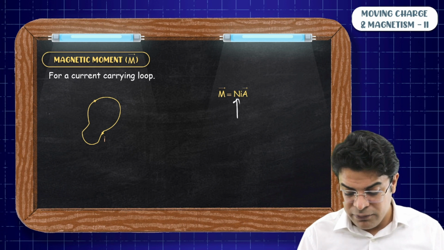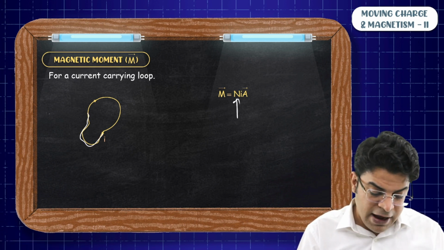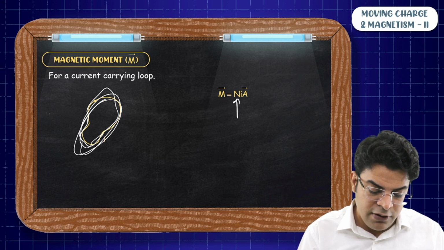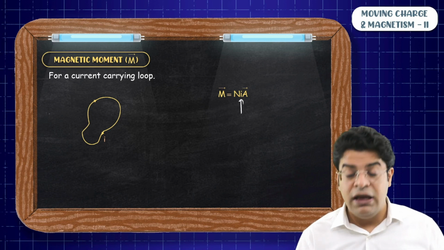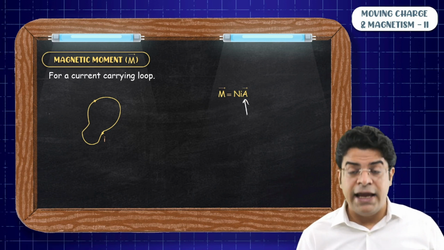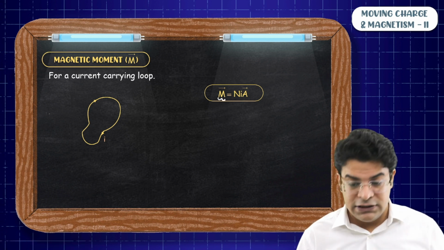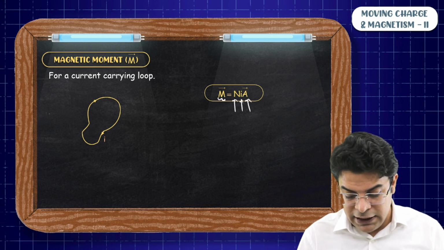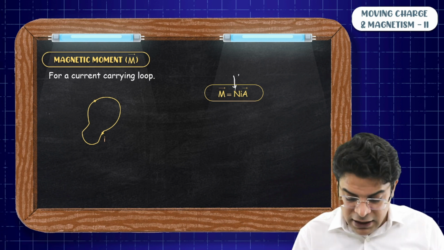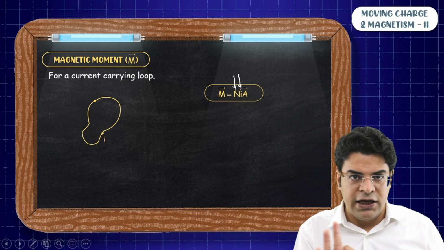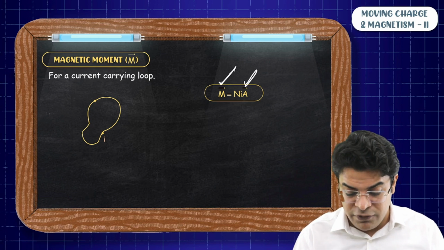What is N? The number of turns in the coil. So if you have got 5 turns in this coil, 1, 2, 3, 4, 5, then the number of turns is 5. What is I? Current in the loop. What is A? The area vector. So we say that the magnetic moment is given by NIA. Notice that the number of turns and the current are both positive scalars, so the direction of magnetic moment is the same as the direction of area vector.